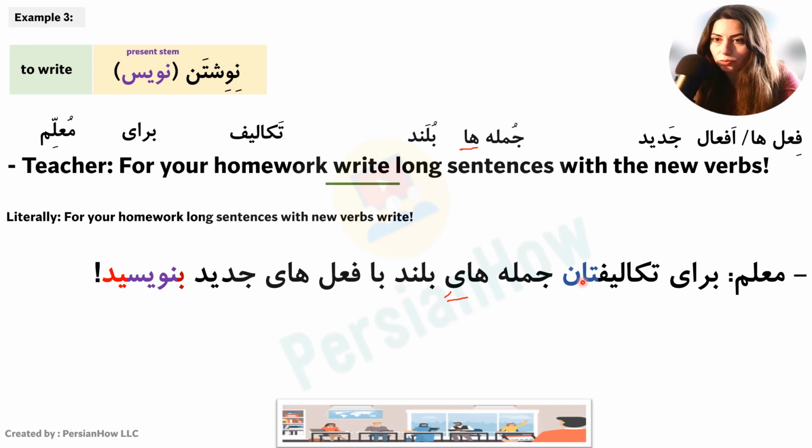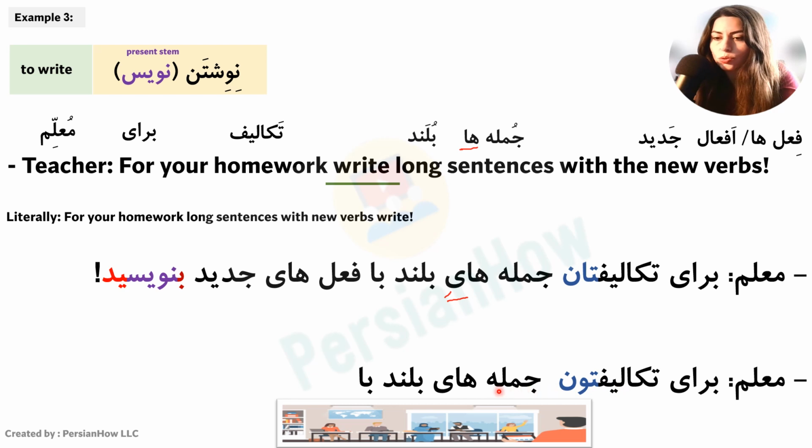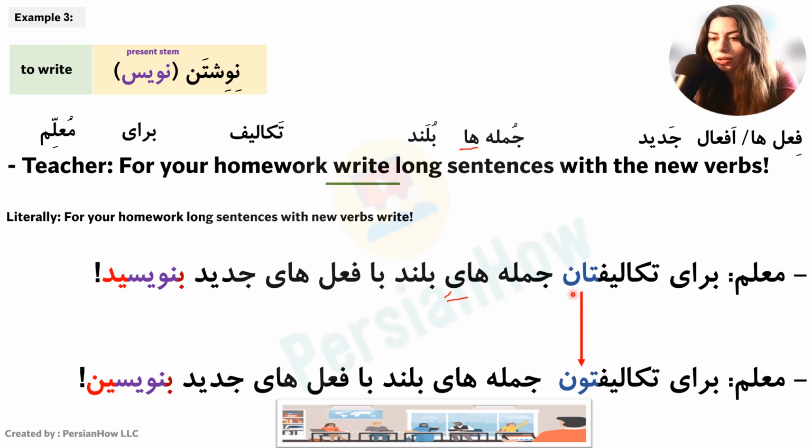Now let's go over the informal form of it, because this is a little bit too formal. Let's go over the spoken form of it. برای تکالیفتون جمله های بلند با فعل های جدید بنویسین. So what changed here? تکالیفتان changed to تکالیفتون. بنویسید changed to بنویسین. And then the rest is pretty much the same. So I'm going to read it one more time, a little bit faster. برای تکالیفتون جمله های بلند با فعل های جدید بنویسین.